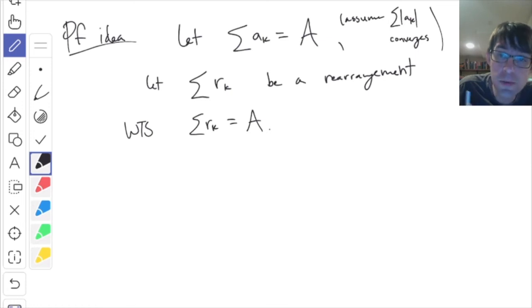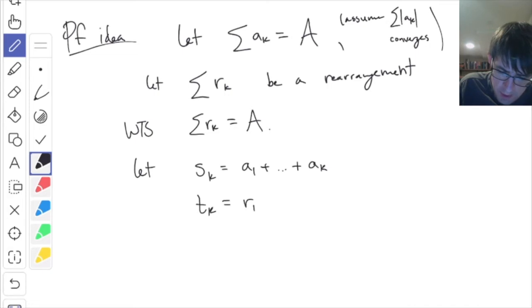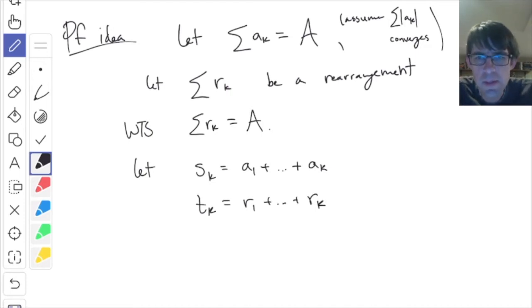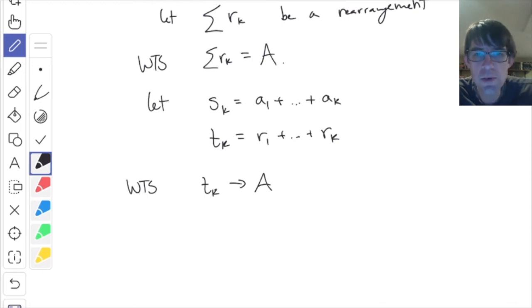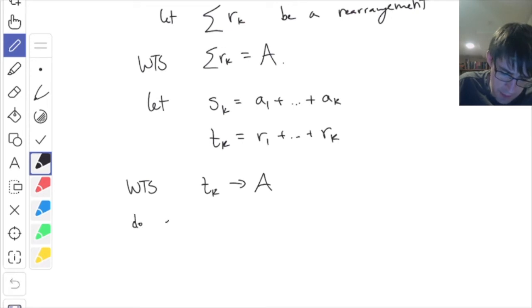Of course, what we're really talking about with all of these series which converge are the sequences of partial sums. So I'm going to say let Sk be the partial sums of the A's, and Tk be the partial sums of the R's. Remember, the R's are the same as the A's, they just come in a different order, right? That doesn't mean the S's are the same as the T's. They're different sequences, but they're related, I guess. Anyway, what I want to show is that Tk approaches the big A, right? We're supposed to show that the series of the R's equals A. The series of the R's is the same as saying the limit of the partial sums of the R's, which is the Tk. All right, and the idea is we do some sort of epsilon over 2 trick.